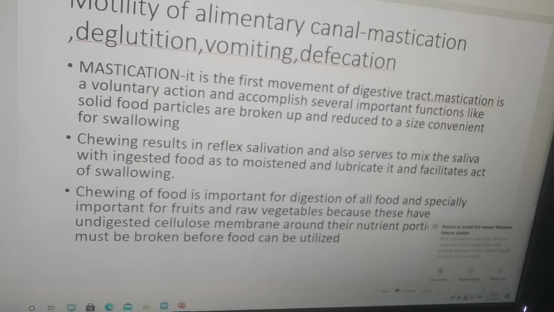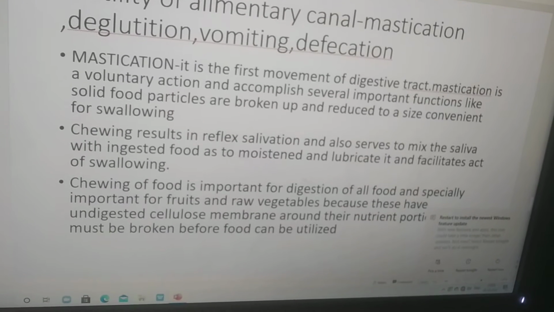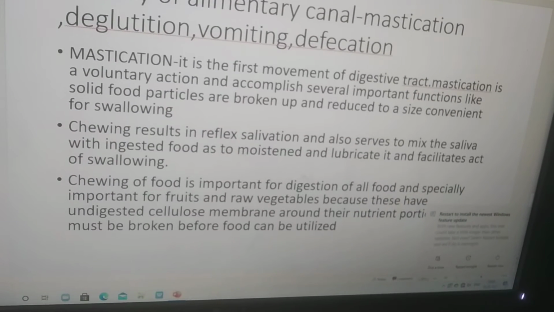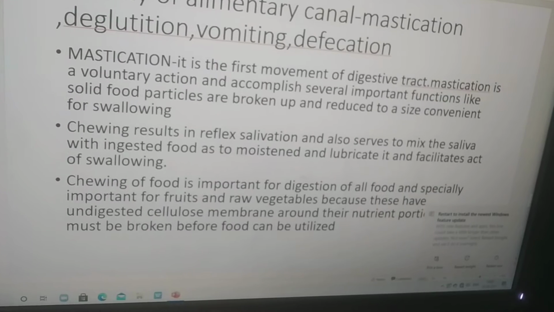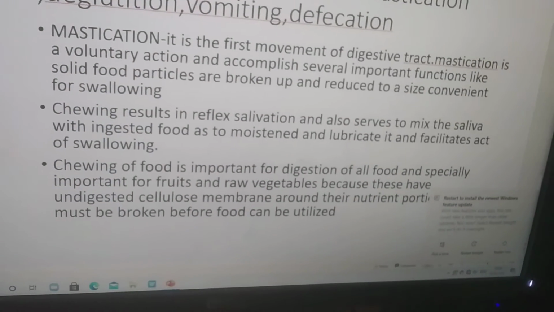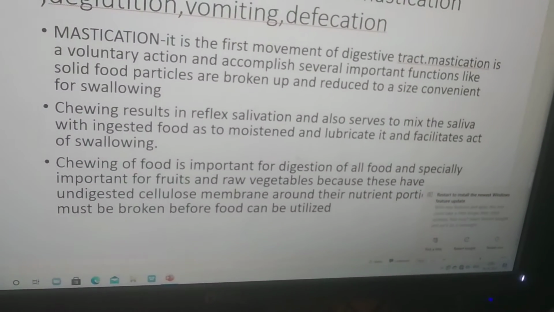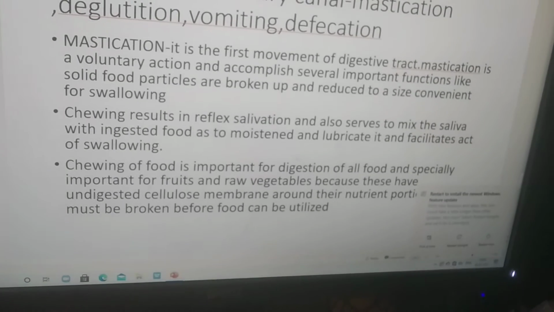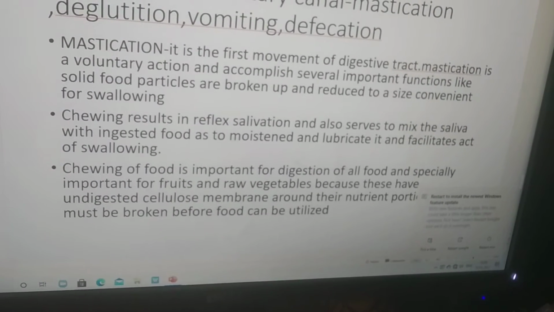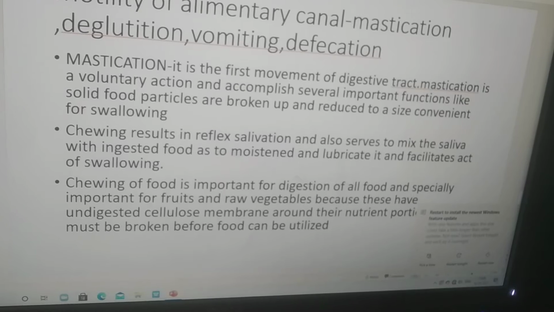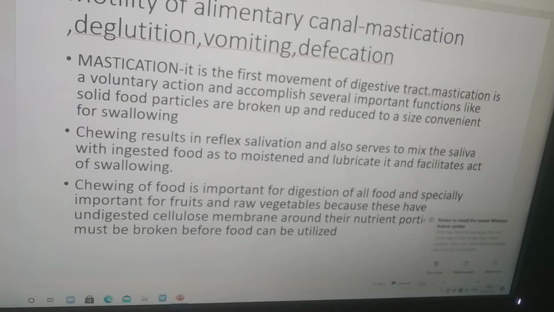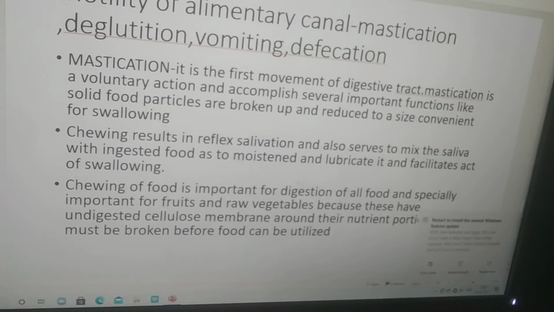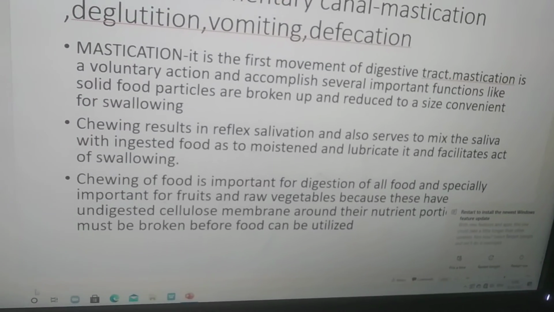Mastication, it is the first movement of digestive tract. Mastication is a voluntary action and accomplishes several important functions, like solid food particles are broken up and reduced to a size convenient for swallowing. Chewing results in reflex salivation and also serves to mix the saliva with ingested food so as to moisten and lubricate it and facilitate the act of swallowing.